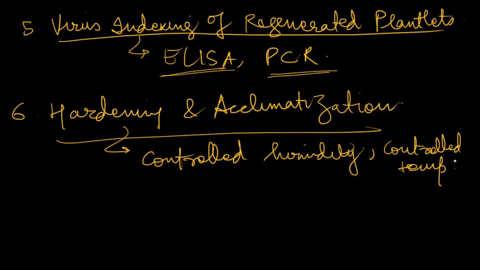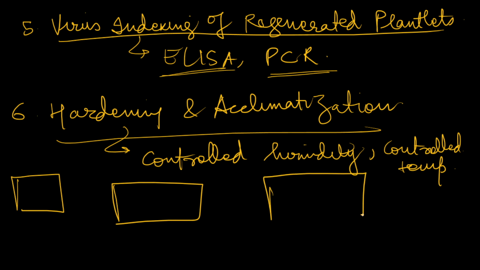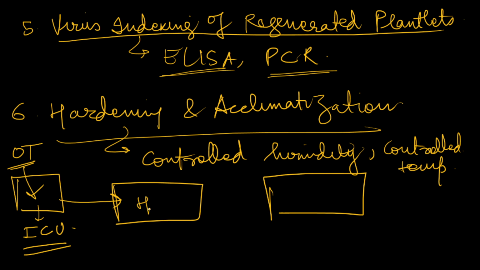See what happens. Suppose this is the lab, this is the poly house, and this is the field. If you have been to hospitals, you see that serious patients, when they are discharged from the operation theater, are first kept in the ICU unit, because they need intensive care. So here the lab is the ICU unit, and after that they are transferred into the HDU unit, where there is a certain kind of hardening.